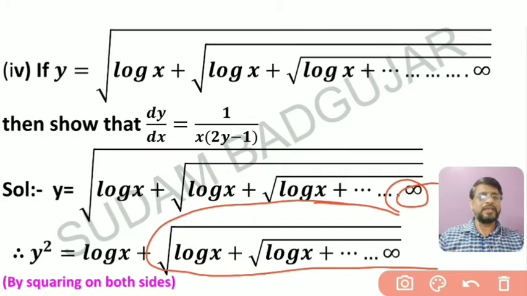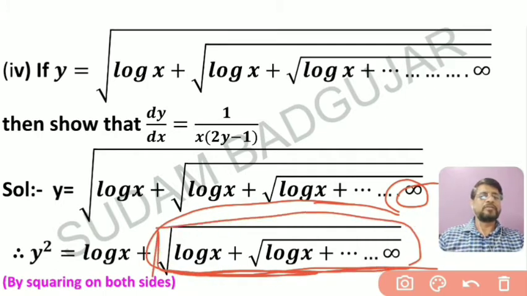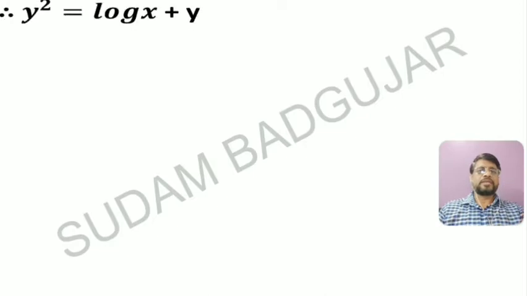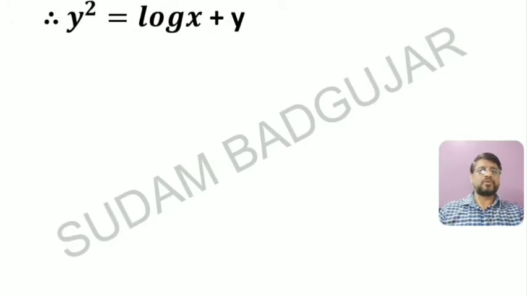How much is that? Again it is infinity. So this infinite series is also y, because it is given. Then y square is equal to log x plus y, right? Log x plus y here, y square is equal to log x plus y.